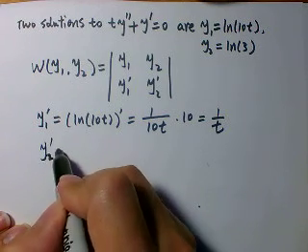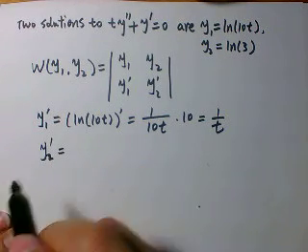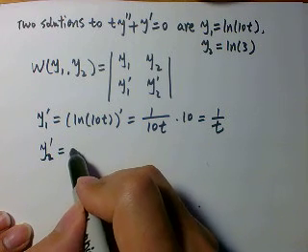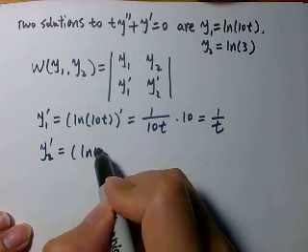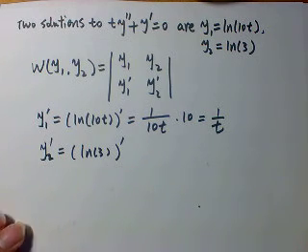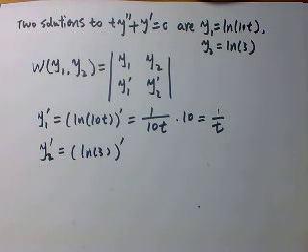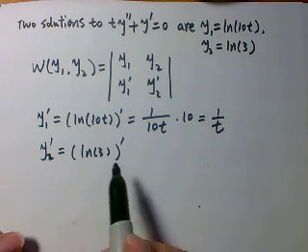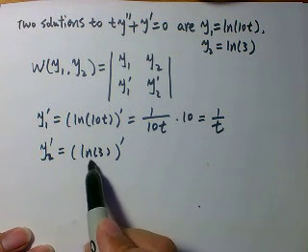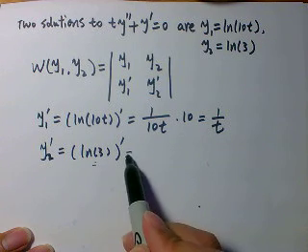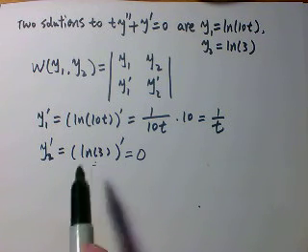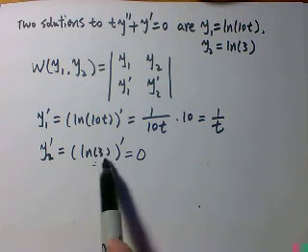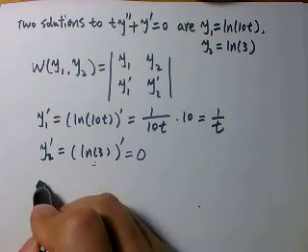Second one, y2 prime is going to be what? y2 is ln 3, right? And the derivative of ln 3 is what? That is a constant, right? Because this term is constant, it should be 0. Derivative of a constant equals 0. Okay, now we can plug in.